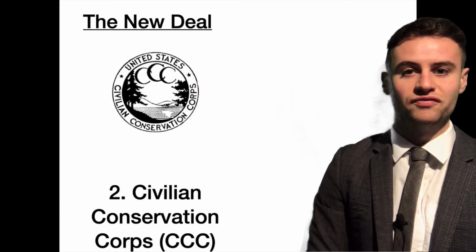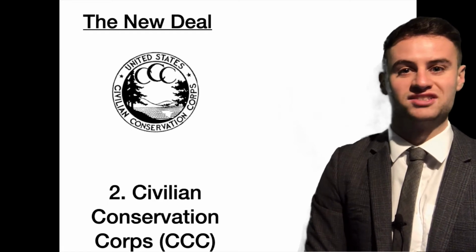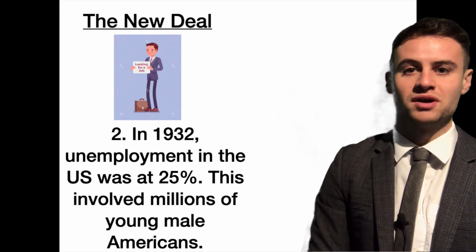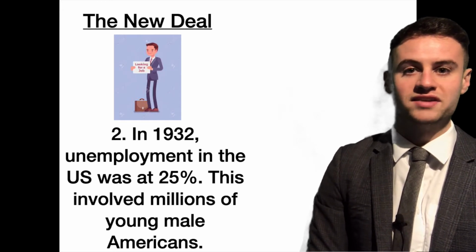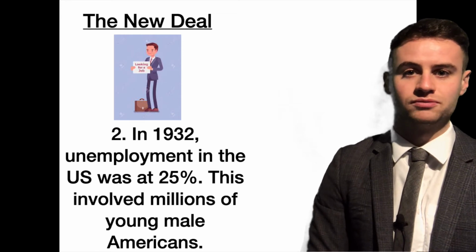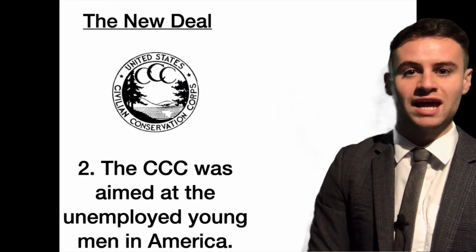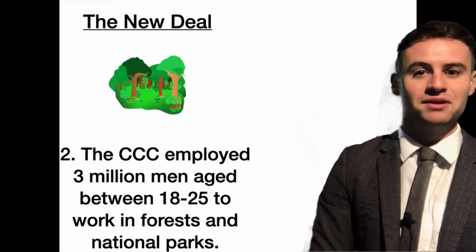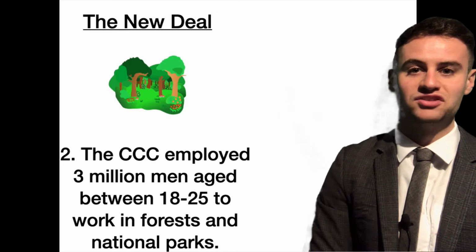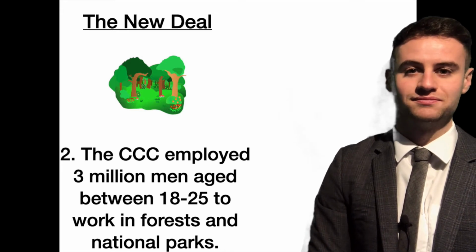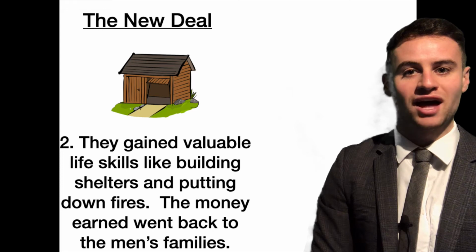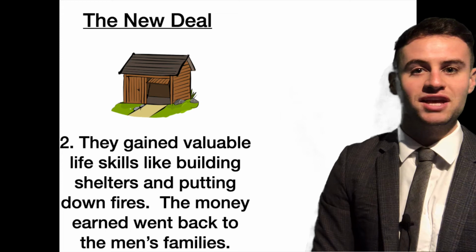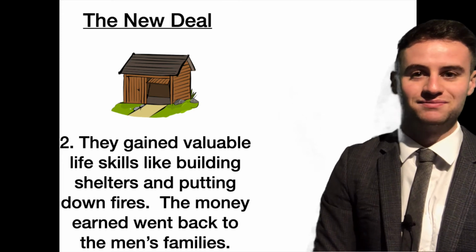Two, the Civilian Conservation Corps, known as the CCC. So in 1932, unemployment in the USA was at 25%. This involved millions of young male Americans. The CCC was aimed at the unemployed young men in America. And the CCC employed 3 million men aged between 18 and 25 to work in forests and national parks. They gained valuable life skills like building shelters and putting fires out. The money earned went back to the men's families.